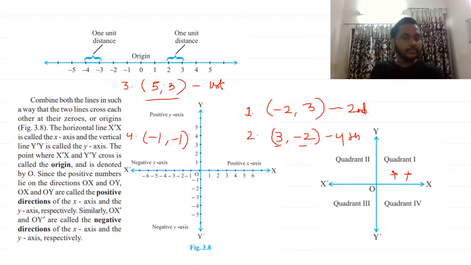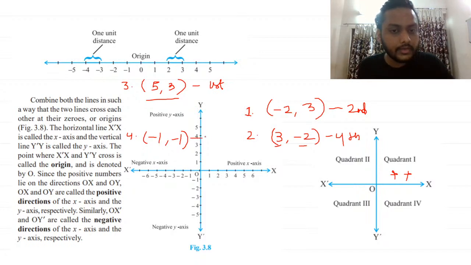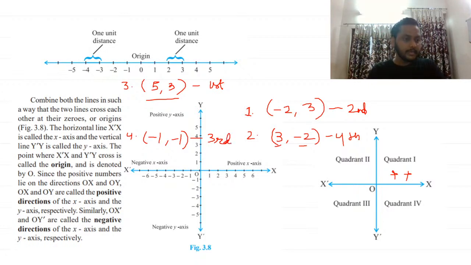When I'm talking about the fourth point, guys, the fourth point is -1, -1, which means my x is negative and my y is also negative. When both x and y are negative, what will I say? I will simply say that the point is lying in the third quadrant. Am I clear with this or not? You got this? Okay. Very good. Now, guys, let's talk about something else.